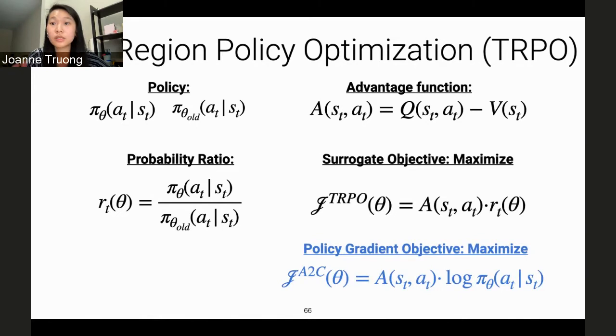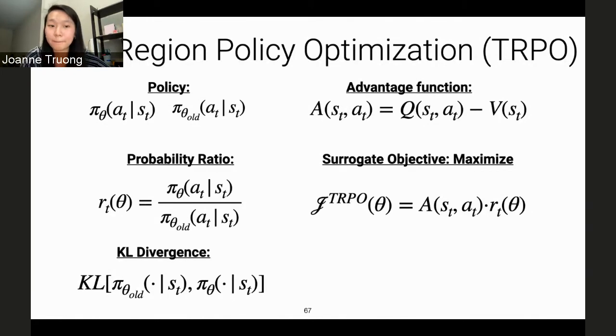And so the surrogate objective of TRPO is now to maximize the advantage multiplied by this new probability ratio. If we compare that to the previous objective that we saw, it's very similar. The only change is that now we're using a ratio instead of the log probability of just your current policy. But there's still one more component left to get to the full objective of TRPO.